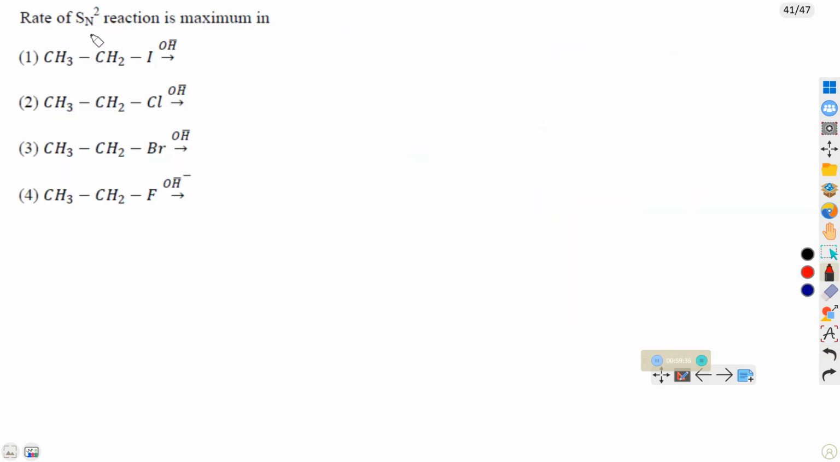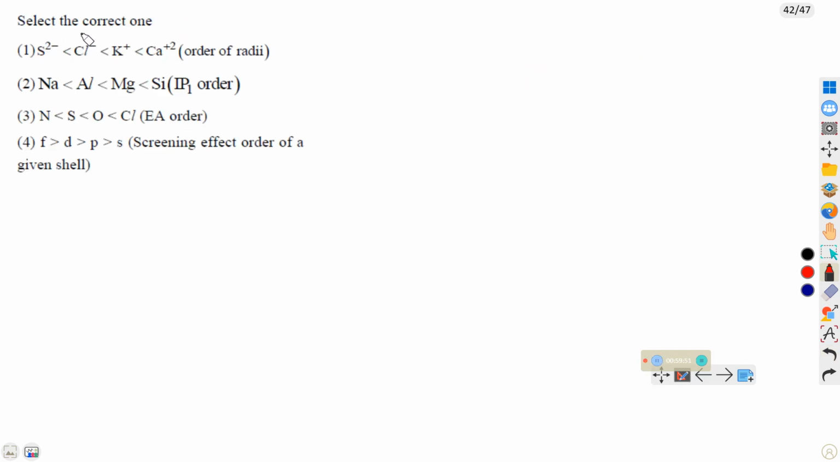Rate of SN2 reaction maximum in first option. Order of reactivity: alkyl iodides, alkyl bromides, alkyl chlorides, alkyl fluorides. Select the correct one.